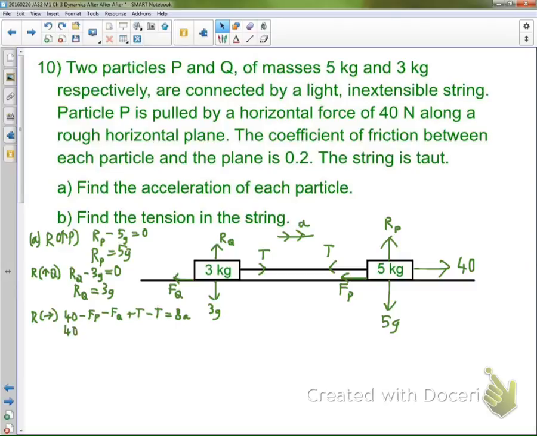So then we have 40 minus 5g times 0.2 will give us just g, and then we have 3g times 0.2 will give us 0.6g. Our tensions will cancel, and we're left with 8a. So now we can just work out what we've got. We have that 8a is equal to 24.32, and then we can divide by 8, so we get that a is equal to 3.04. And since we've made use of g, we might want to round that to two significant figures, so 3.0 meters per second squared to 2 SF.